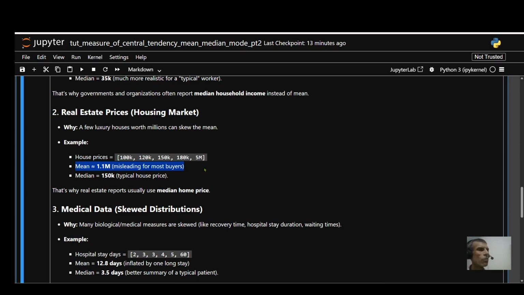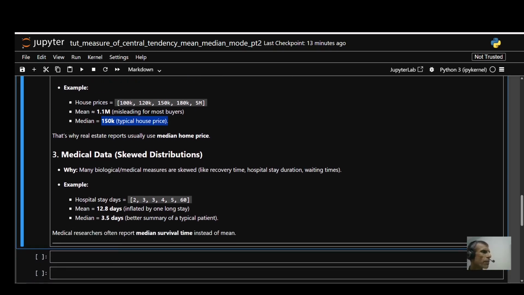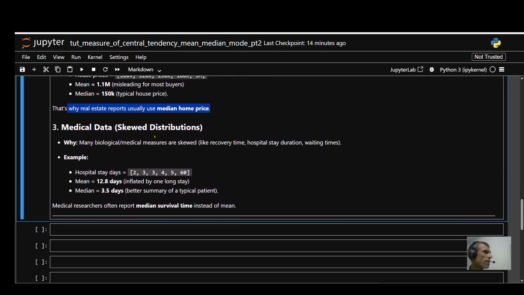This is misleading for most buyers because most buyers are in the range of 100, 120, 150K. So your median, on the other hand, if you calculate the median over here, the answer would be 150K, which is a typical house price. So median in this case would be a good measure. And that's why, by the way, real estate reports usually report median house price. Same thing with your medical data.